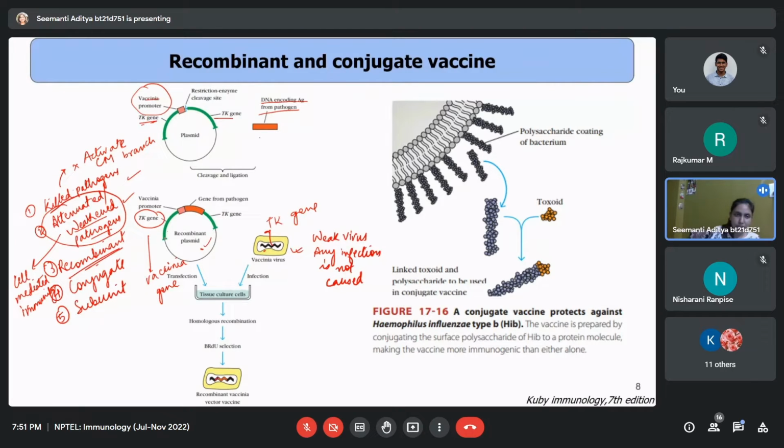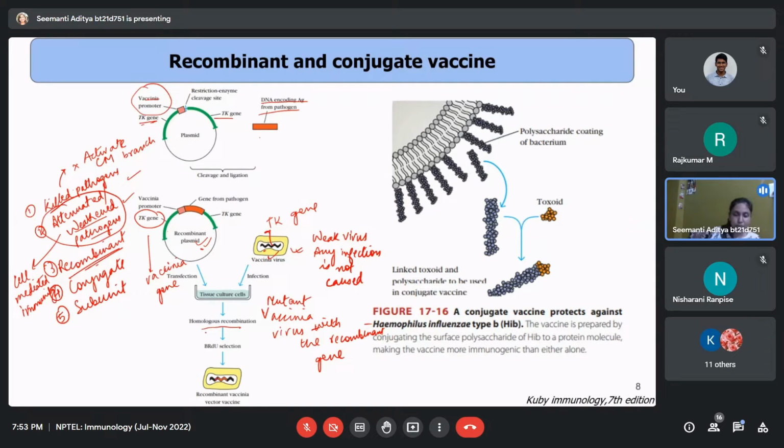But along with its replication, the TK gene in the plasmid has a complementary part with the TK gene present in the vaccinia virus. So there will be homologous recombination of this plasmid and the vaccinia virus. Now this virus will contain the TK gene and also the gene from the pathogen against which we need an immune response. Because of the homologous recombination, we get a new, mutant vaccinia virus with the recombinant gene.